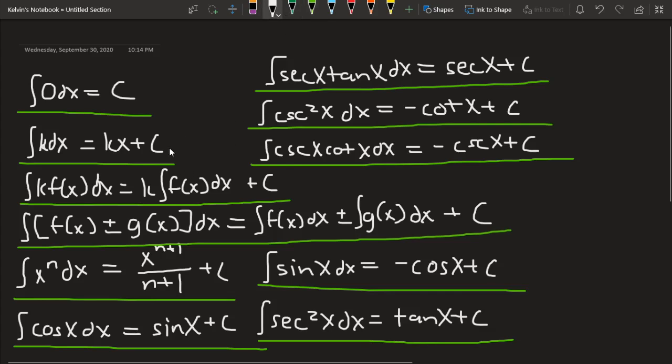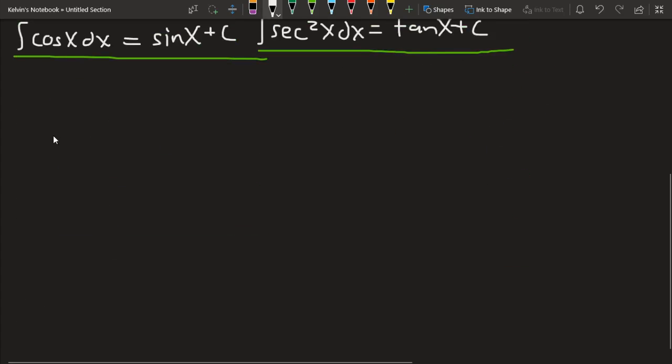So for our first example problem, let's say that we are asked to find the integral of x to the 2/3 with respect to x. And actually, I'm going to rewrite that. The integral of x to the 2/3 with respect to x.